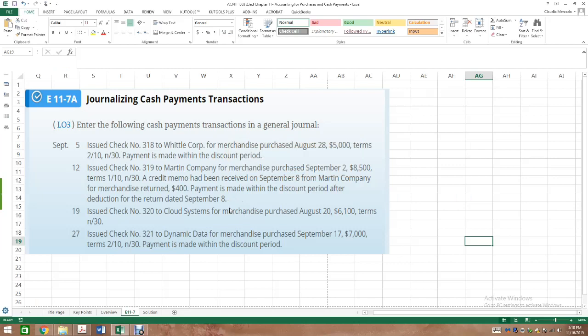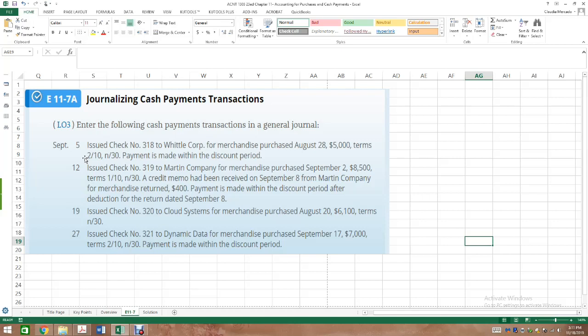So the instructions say, enter the following cash payment transactions in a general journal. And then we have 4 transactions. So the first transaction, September the 5th. You issued check number 318 to Whittle Corporation for merchandise purchased on August the 28th, $5,000, terms 2/10, net 30. Payment is made within the discount period.